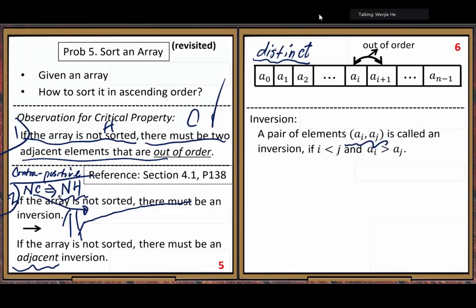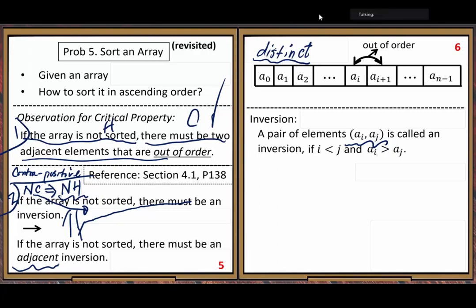Negate the conclusion: if there is no adjacent inversion, zero adjacent inversions, when you consider every adjacent pair of elements, they are in ascending order. Then you can easily see the whole array must be in ascending order. That's so easy. So, another contrapositive application. But why is the third statement better than the second statement?